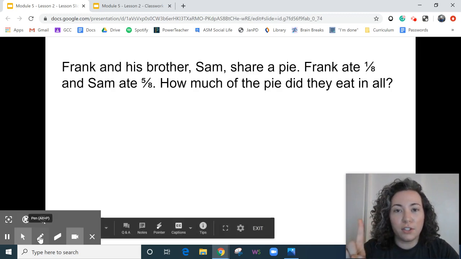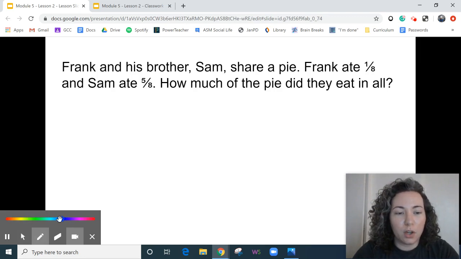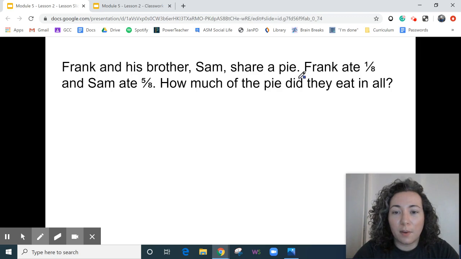Frank and his brother Sam share a pie. Frank ate 1/8 and Sam ate 5/8. How much of the pie did they eat in all? Okay, my second job is to underline and then I'm going to draw it. So what are my important pieces of information? Well, Frank ate 1/8 and Sam ate 5/8.